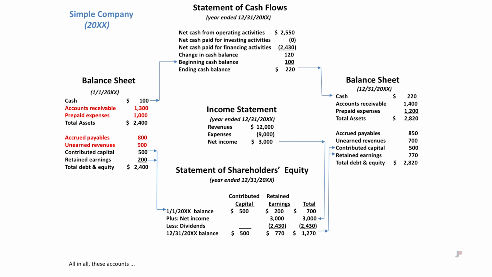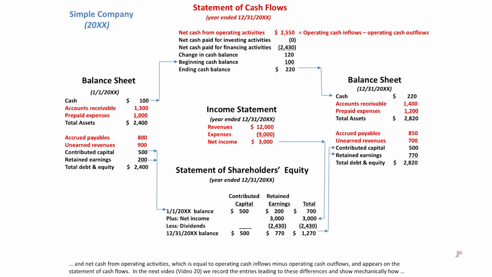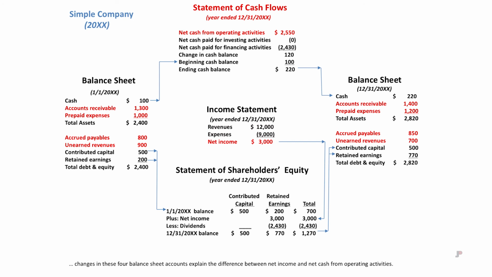All in all, these accounts and how they change from the beginning to the end of the period explain why differences exist between net income, which is equal to revenues minus expenses on the income statement, and net cash flow from operating activities, which is equal to operating cash inflows minus operating cash outflows, and appears on the statement of cash flows. In the next video, video 20, we record the entries leading to these differences and show mechanically how changes in these four balance sheet accounts explain the difference between net income and net cash from operating activities.